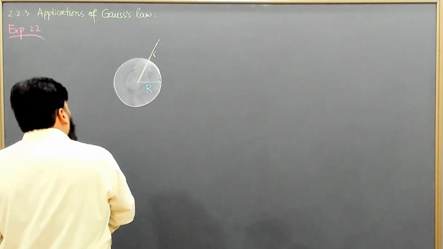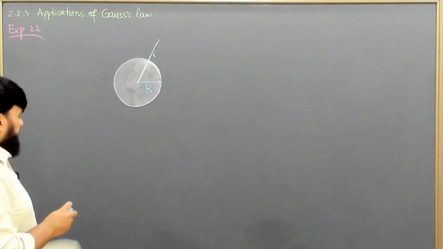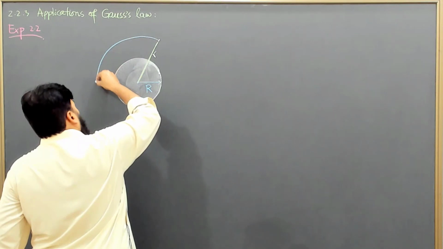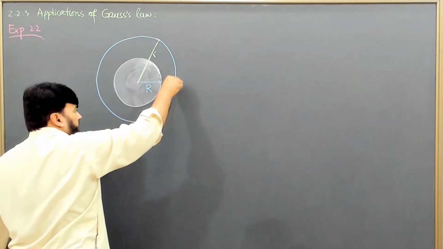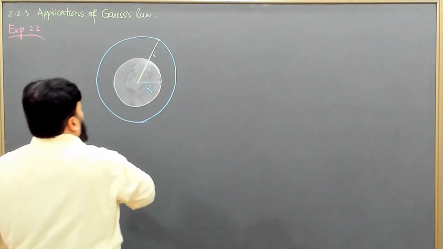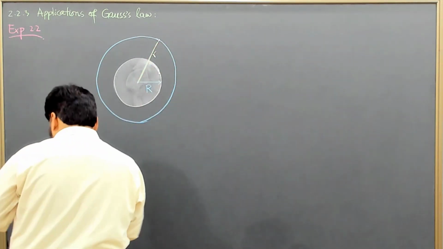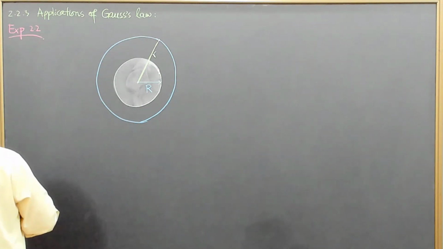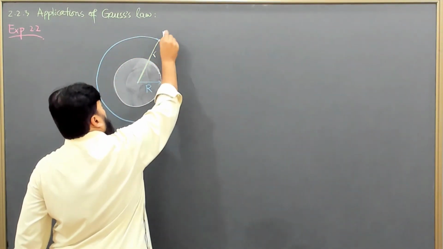Now, as this is a spherical geometry, around this spherical geometry we will consider another concentric sphere. So the concentric sphere is exactly the spherical shape here, and its radius is small r here. And now we will apply Gauss's law to find out this thing. This is our observation point P here.